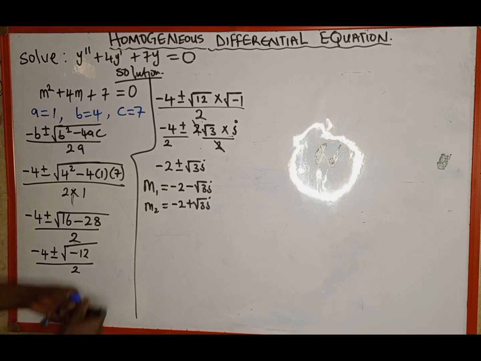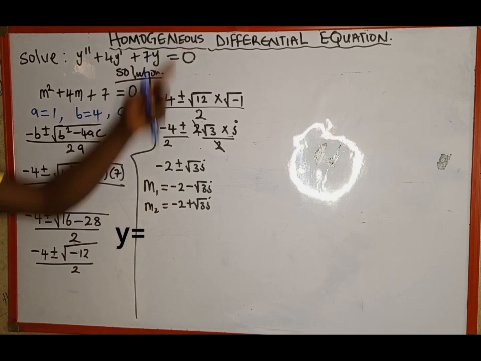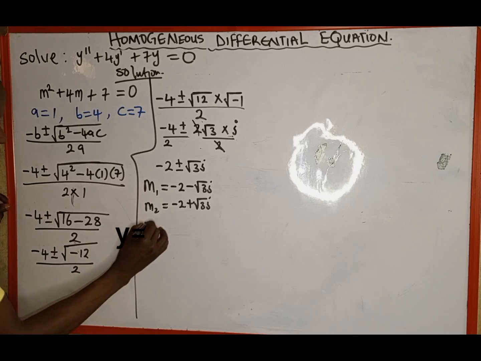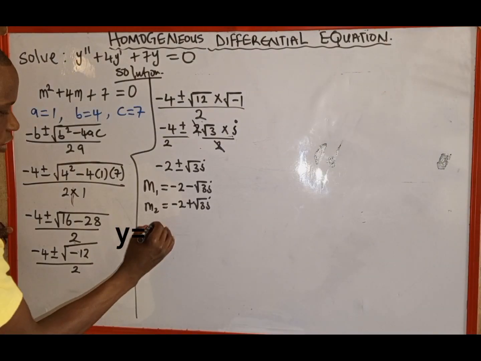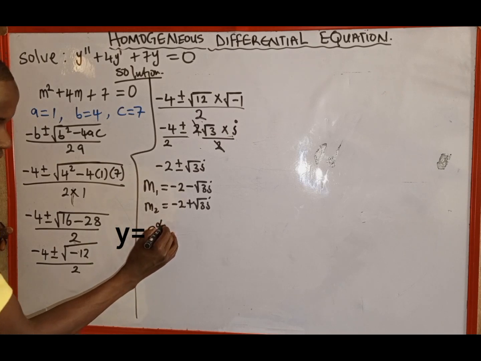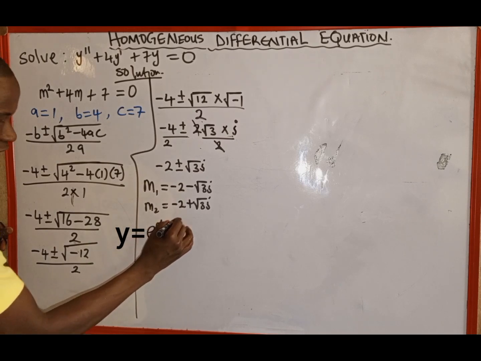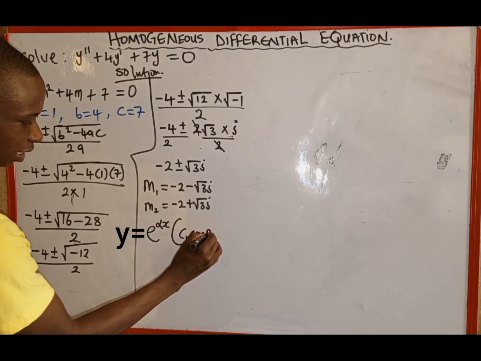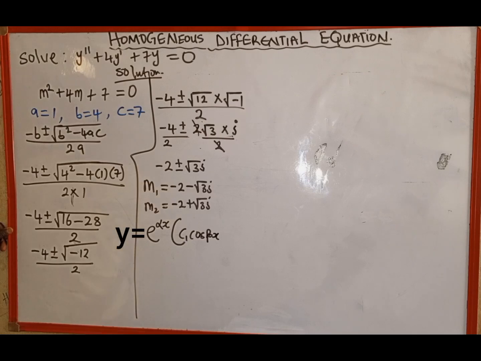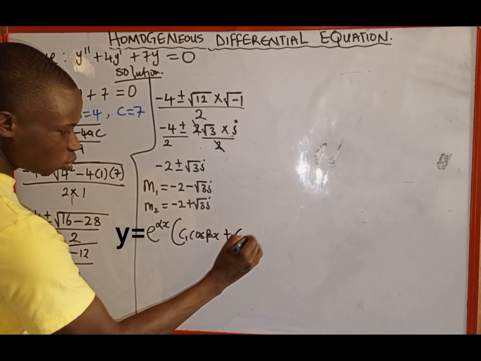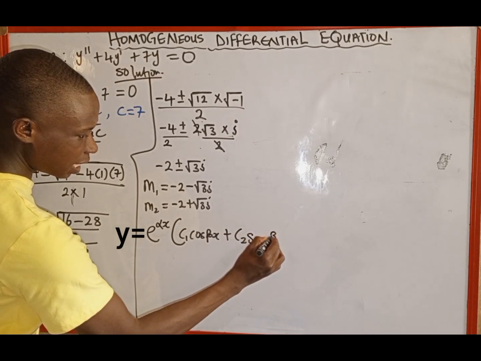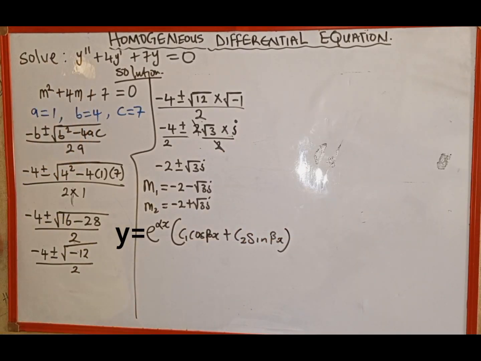Now, the general solution when the quadratic equation leads to complex roots in a homogeneous differential equation is going to be: y is equal to e to the power of alpha x, then you open bracket c1 cos beta x, plus c2 sine beta x. So this is the general solution.